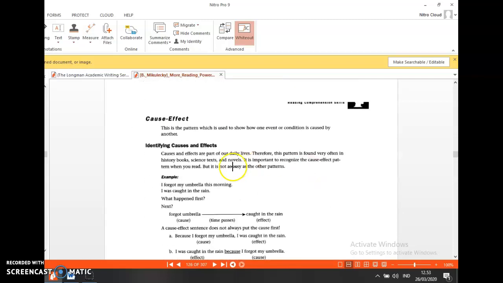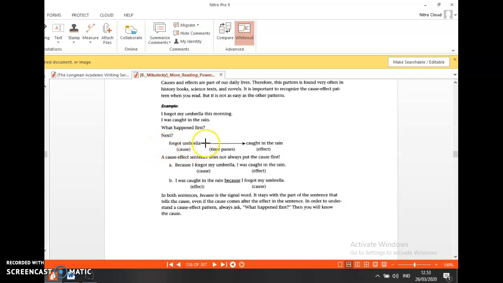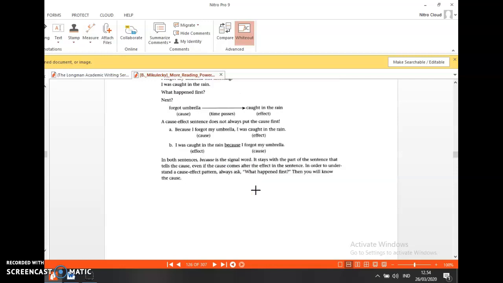And then we will have cause and effect. Cause and effect will have the cause first, and then as time passes, it will give an effect. But when you read it in a sentence, the effect can be written first. Like for this example, because I forgot my umbrella, the cause comes first and then the effect later. Or you make it so the effect comes first: I was caught in the rain because I forgot my umbrella. The cause comes second.